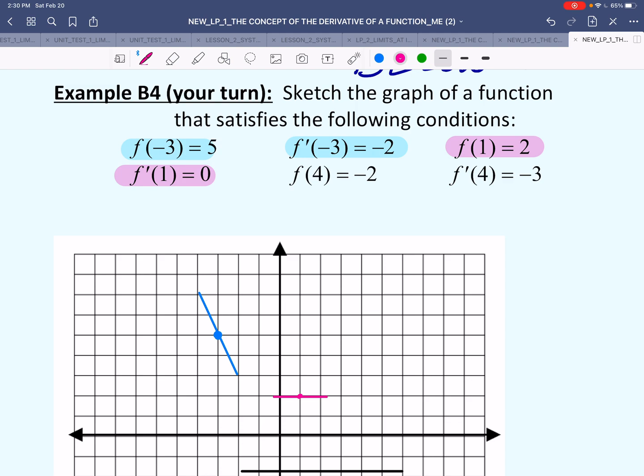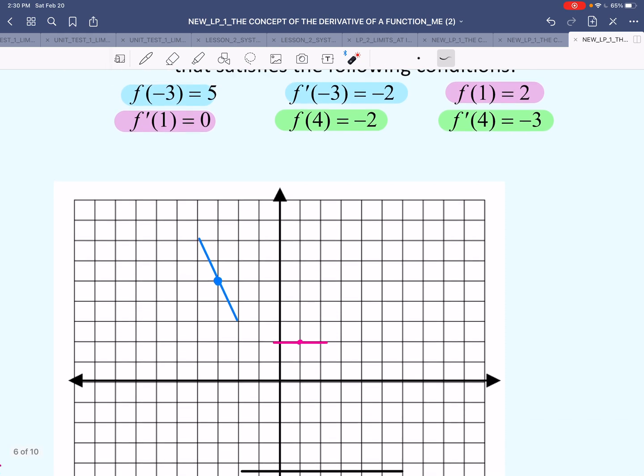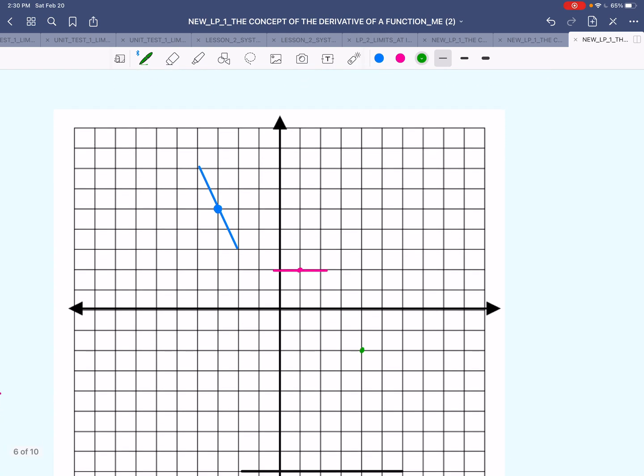And the last piece of information given here is that at 4, the y value will be -2, and the derivative will be -3. So x equals 4, so 0, 1, 2, 3, 4. Y is -2, so -2. So that's where the point is located. And right here we have a slope of -3. So that means that I have to draw a straight line in here with slope of -3. So down 3 and to the right 1.